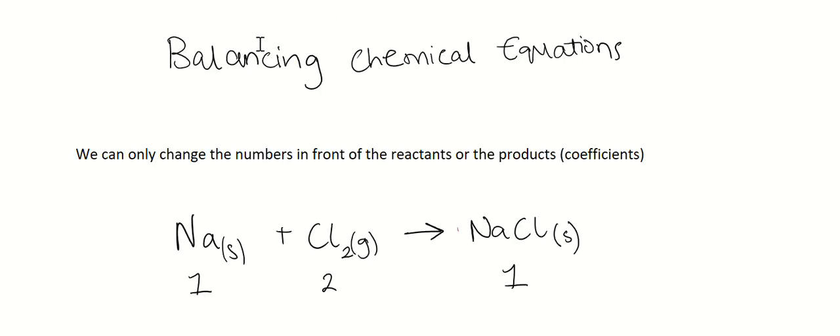Now, to balance equations, we can only change the number in front of the reactants or the products. These numbers are known as the coefficients. In the example below, we can see one atom of sodium reacting with two atoms of chlorine to produce one atom of sodium chloride.